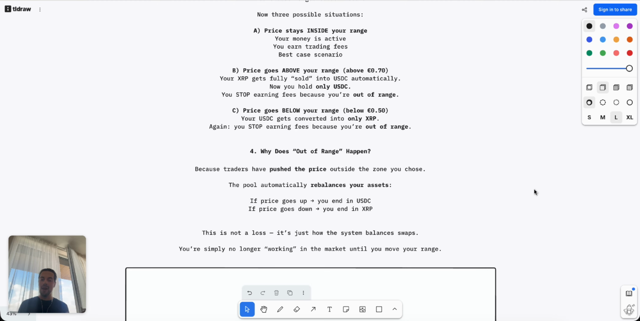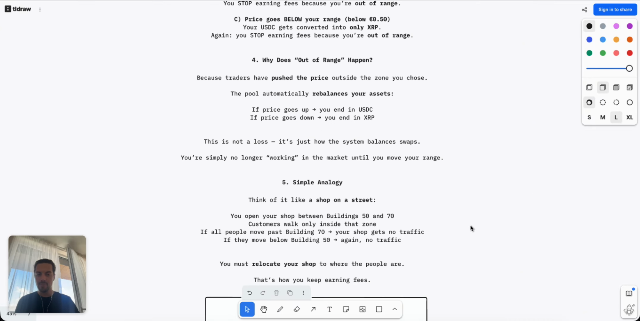So if the price goes out of range and you get converted to one asset or another, it's not a loss. It's just how the system balances the swaps, because that is how the DeFi automated market maker pool, AMM, works. So you are simply no longer working in the market until you move your range.